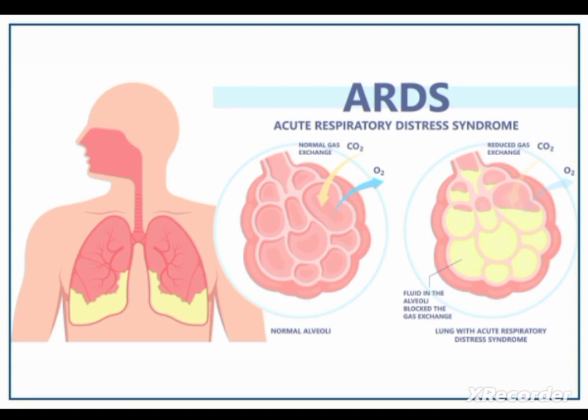In this picture you can see normal alveoli, and there is adequate oxygen and carbon dioxide exchange. But in the ARDS alveoli, there is fluid accumulation. Due to this fluid accumulation, the exchange of gas will not take place. That's why the person will suffer from hypoxemia. So this is ARDS.